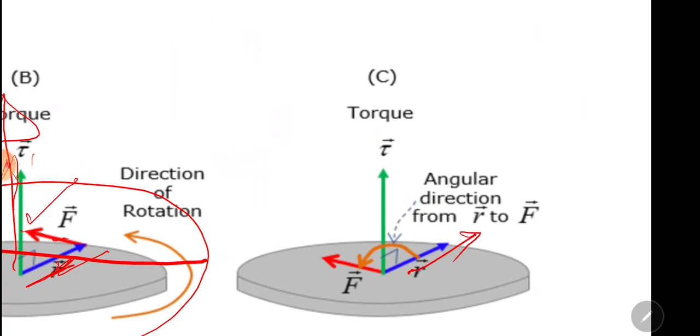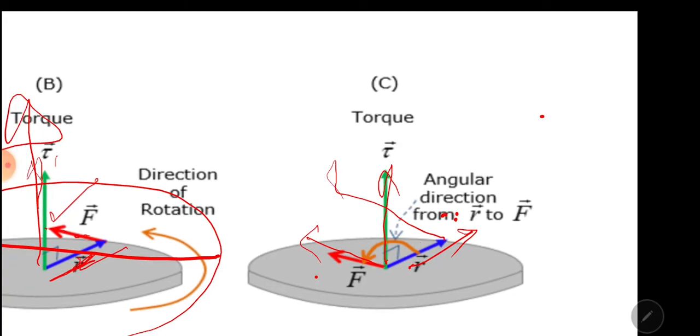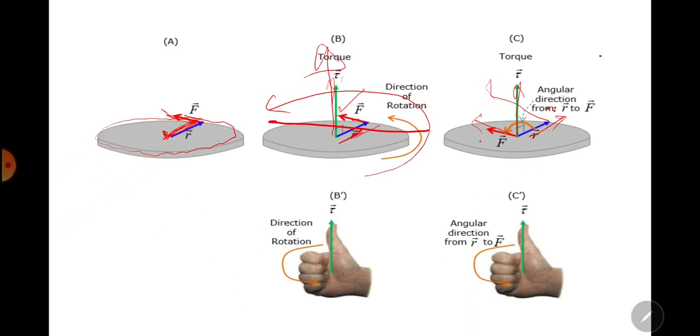Now the moment arm is in this direction. Force is in this direction. This is the direction of force. The torque will be in the upward direction. Keep the fingers in the direction of rotation. The thumb will give you the direction of torque. This is the direction of torque. Keep the fingers in the direction of rotation. The thumb will give you the direction of torque.